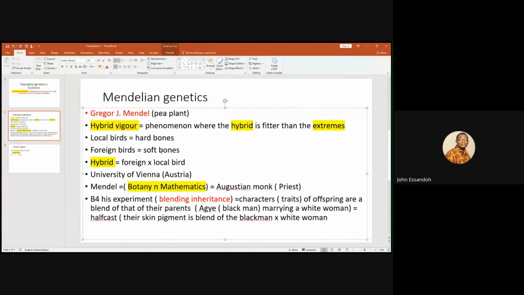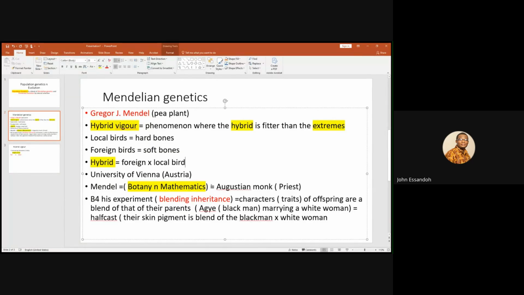Then I said that in 19th century Europe, somewhere in the 1860s, hybrid vigor became very popular. People were so fascinated about hybrid vigor, and people were keen to investigate it.